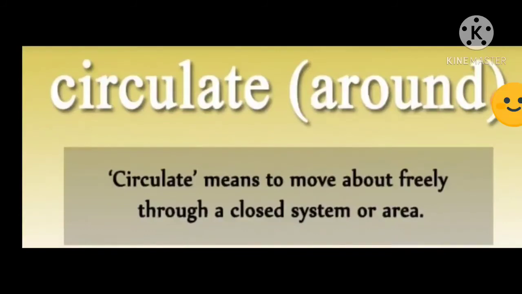Circulate. We don't use the preposition "around" after circulate, because circulate means to move about freely through a closed system or area. Blood circulates throughout our body. So, here "around" after circulate is not required.